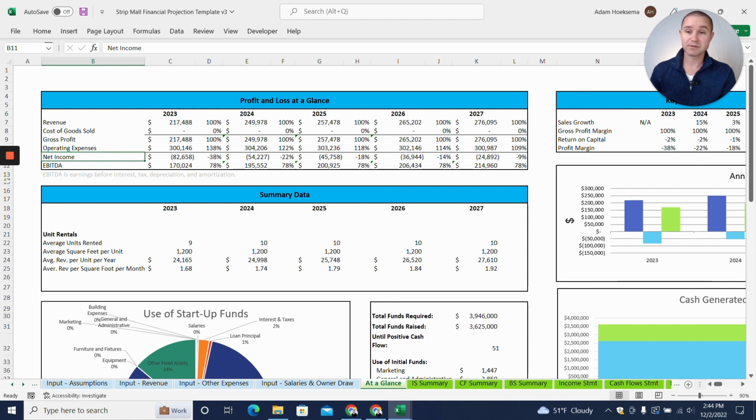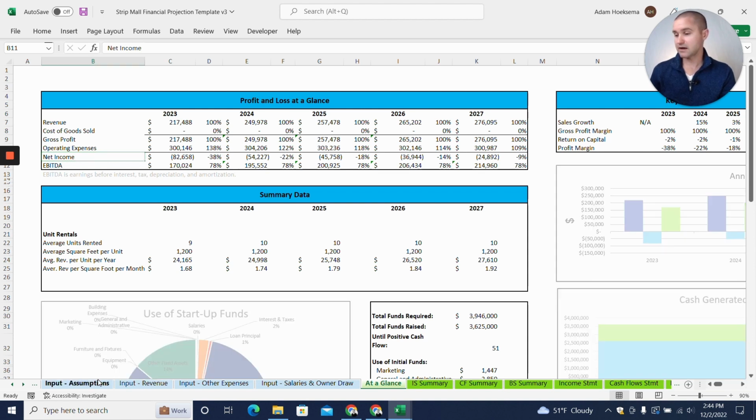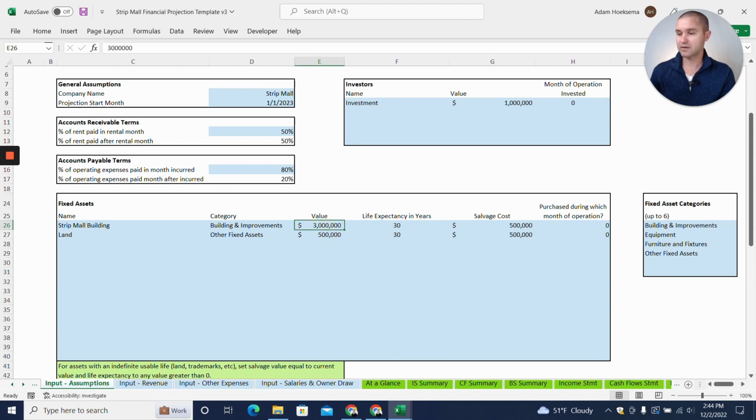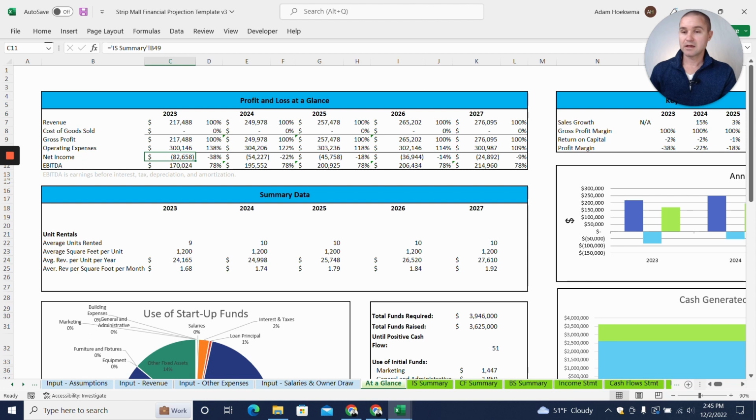the property is being depreciated. So in the input assumptions tab here, we have the strip mall building, $3 million value, life expectancy of 30 years. And at the end of the 30 years, that salvage value, it's going to be worth $500,000, which means over that 30-year lifespan, there'll be $2.5 million worth of depreciation. And so that's a major non-cash expense, but it is impacting your net income. Additionally, if you are borrowing to purchase the building, you're going to have substantial interest expense and principal payments.